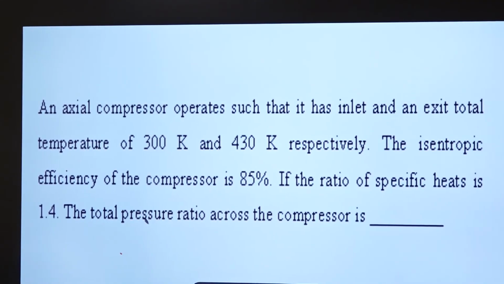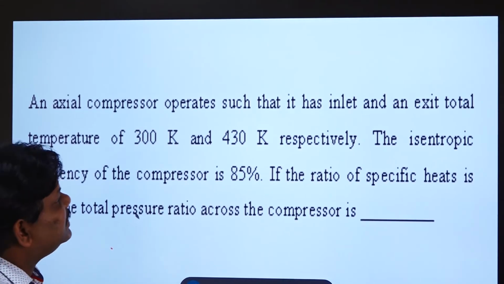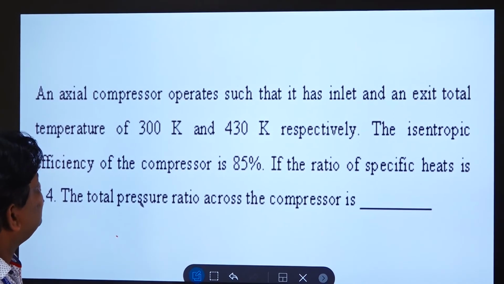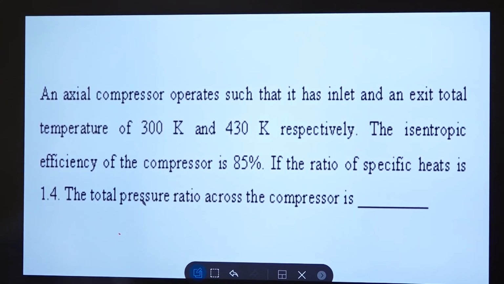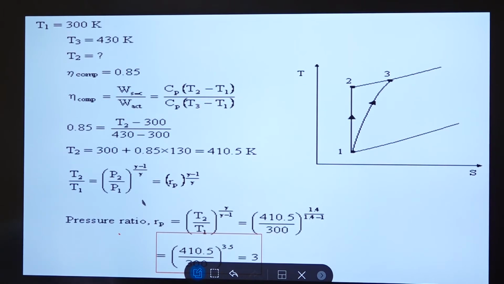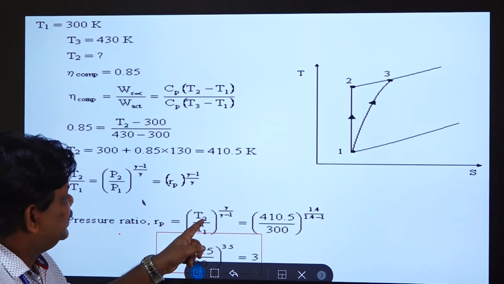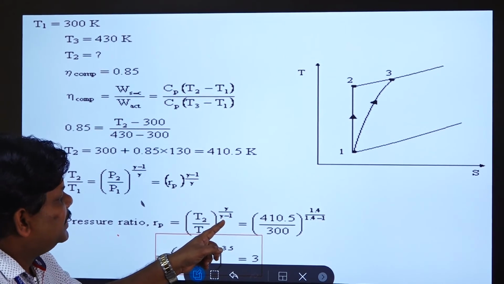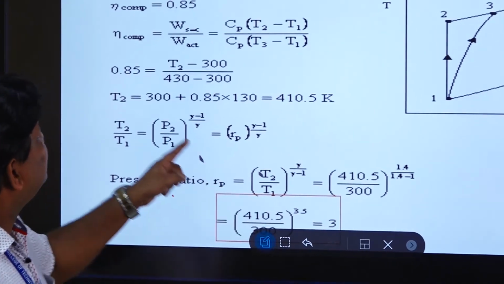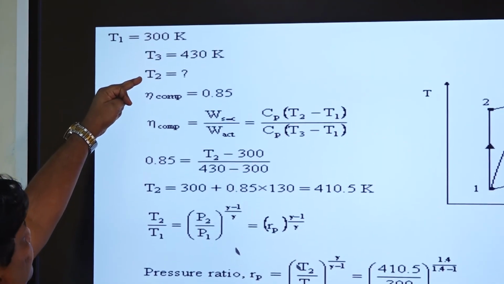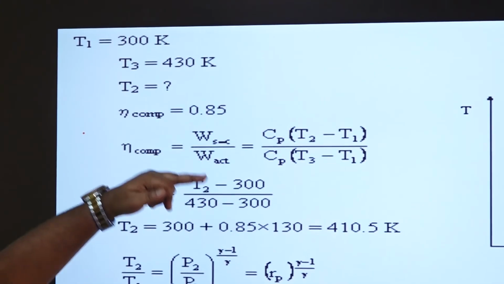Then an axial compressor operates such that it has an inlet and exit total temperature of 300 Kelvin and 430 Kelvin respectively. The isentropic efficiency of the compressor is given to you, and the ratio of specific heats Cp and Cv is 1.4. What is the total pressure ratio across the compressor? The total pressure ratio is (T2 by T1) whole power gamma by gamma minus 1. So you have to find the value of T2, and T1 is given to you. T2 should be found out from the relation that is given to you.